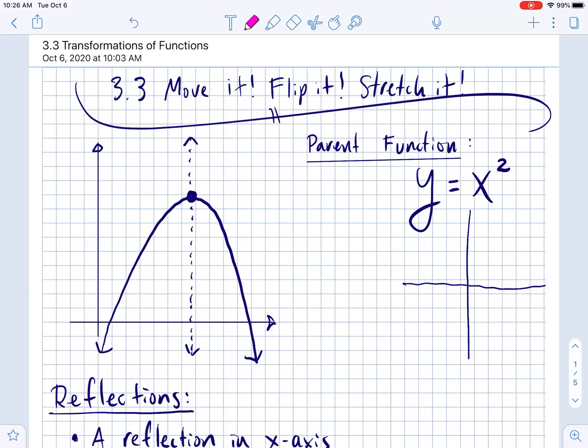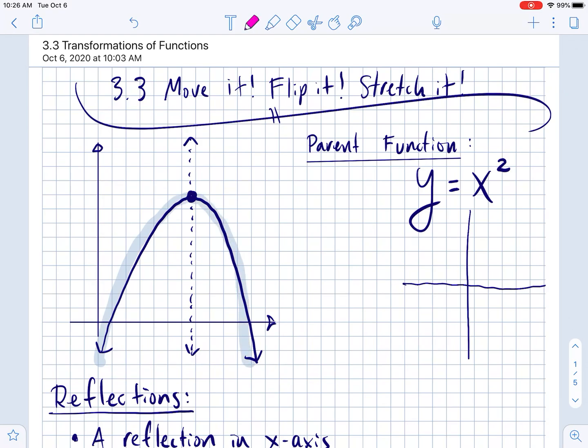All right, you IB SL1 fans, we're back with 3.3, which is all about transformations of functions. Now, you guys might have some sort of knowledge of transformations already, so we're just going to go over some basic transformations using parabolas. You guys should have seen these before.